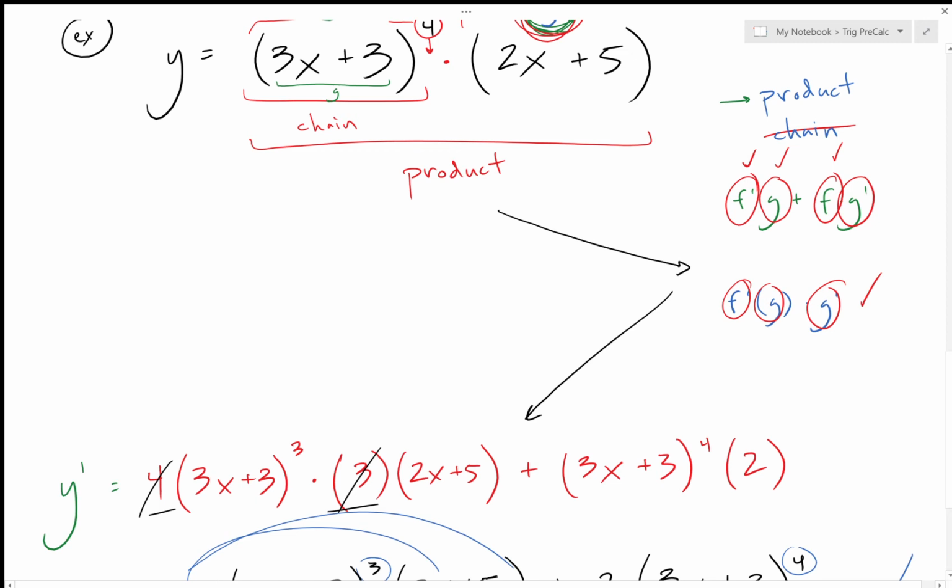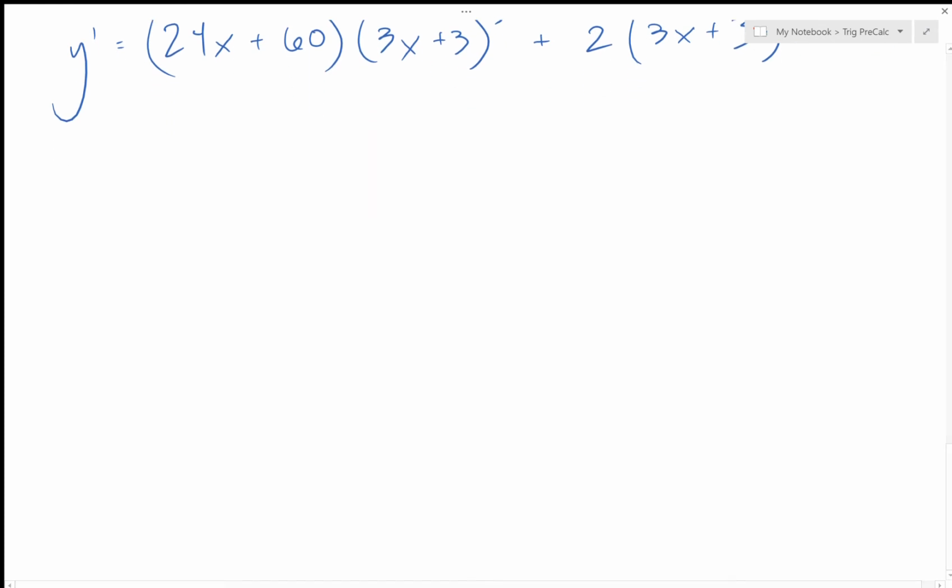Alright, so let's see if we can combine a couple more. So for example, let's try and take the derivative of y equals. So I'm going to tell you right now it's going to be a fraction. That means we're going to need to use quotient rule.